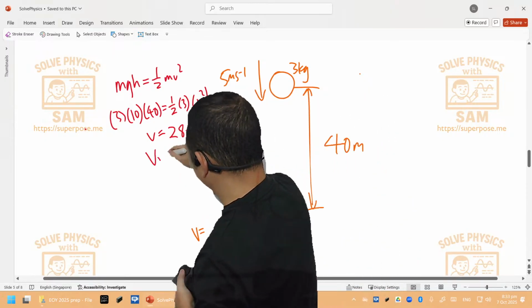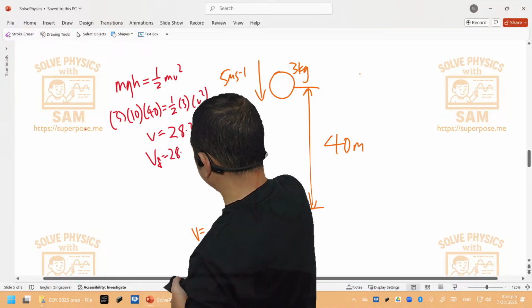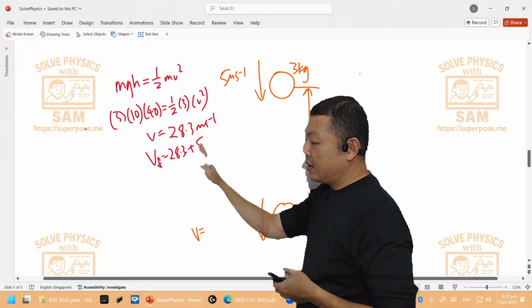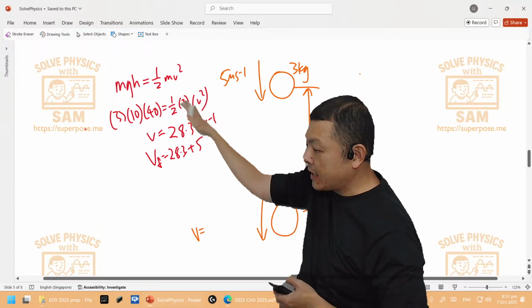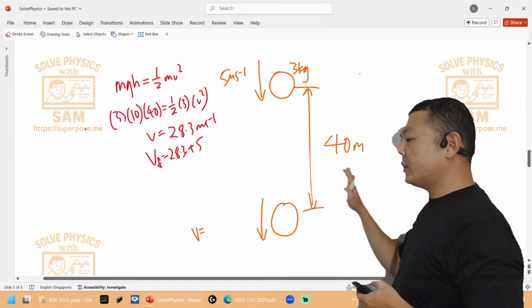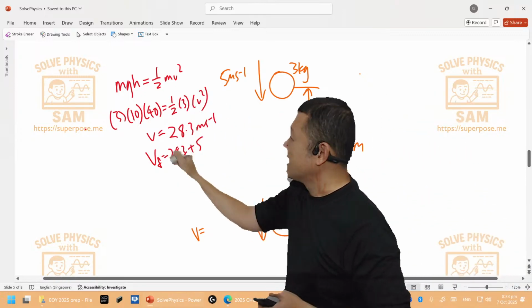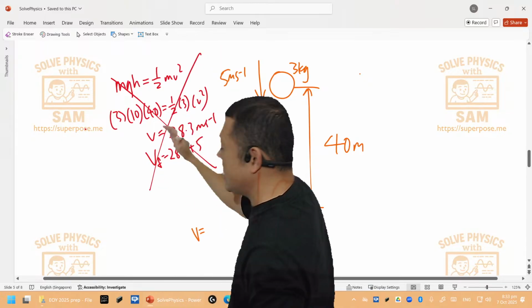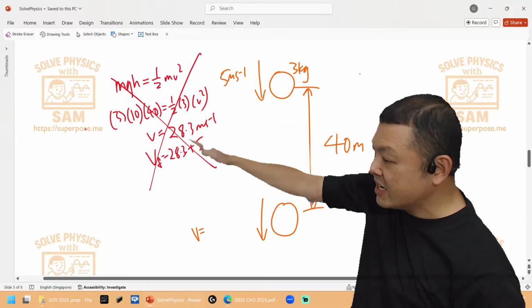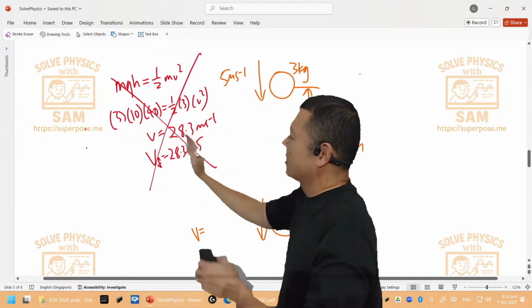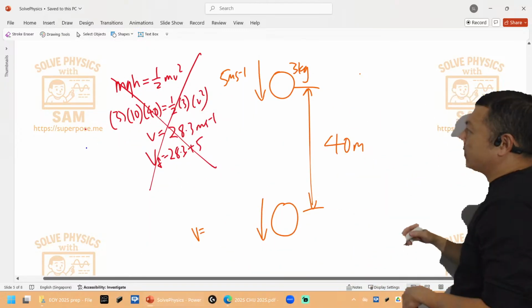So they say that, oh, the V final is 28.3 plus 5, right? Do you all see this? Everyone, all three of you see this working here? Right, he converts GPE into KE, then he went to find the speed, then he adds the speed, right? This is completely wrong. Do not ever do this. That's like a sin, right? No way, don't do that.